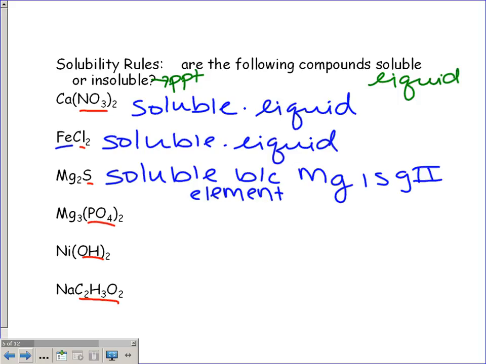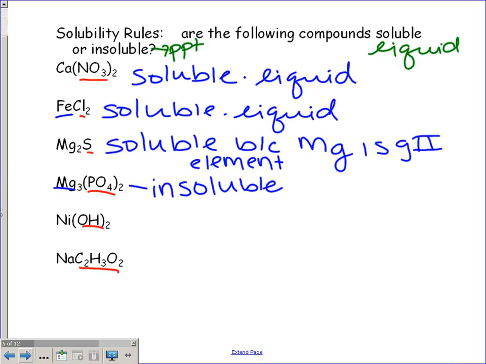Next is magnesium phosphate. Let's find the rule for phosphates. Phosphates are listed under the insoluble column. All carbonates and phosphates except group 1 and ammonium. Well, we already found that magnesium's in group 2, so magnesium phosphate would be insoluble. Magnesium is not an exception to the phosphate rule, meaning that it stays in that column where it's listed under the insoluble.